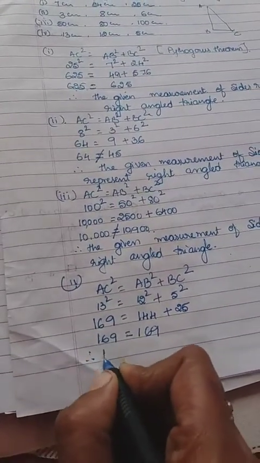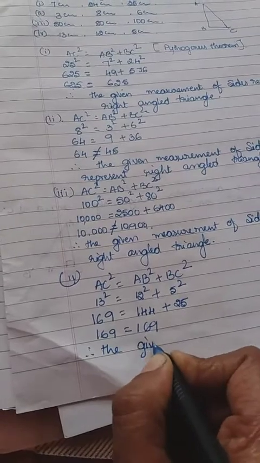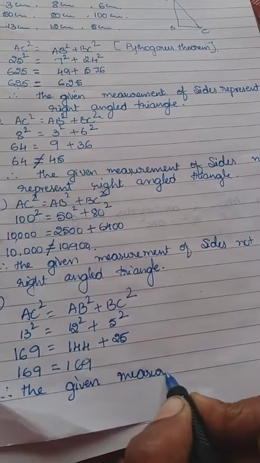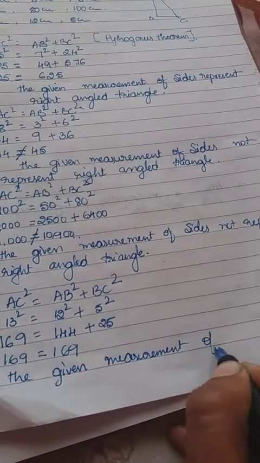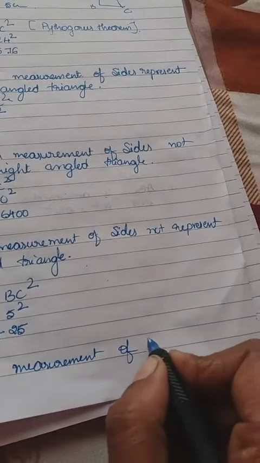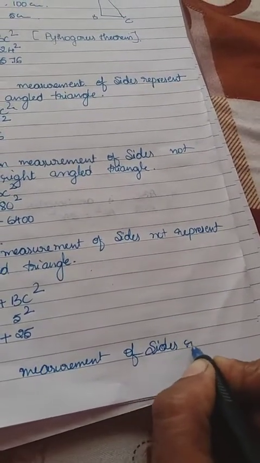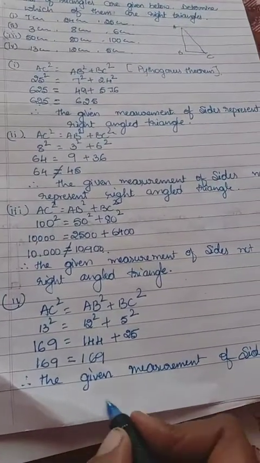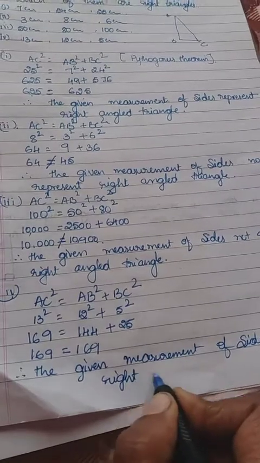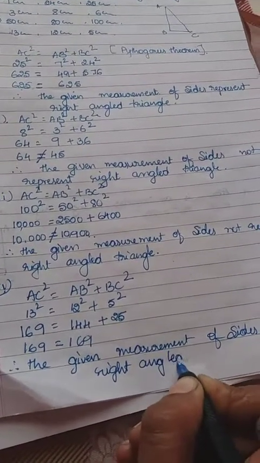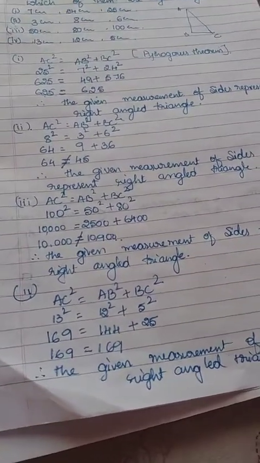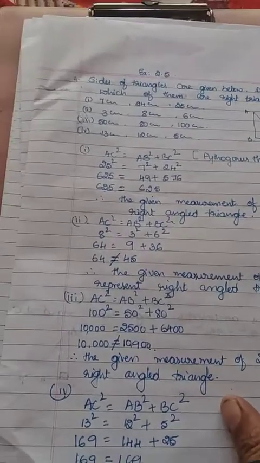So therefore we can write the given measurement of sides represent, both are equal, no? So we want to write it represents a right angled triangle. Okay, so yes, the first one has completed all the 4 sections. So let us move to the second one now.